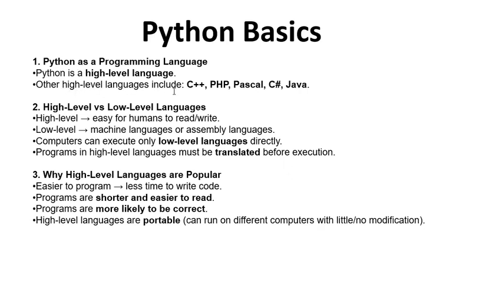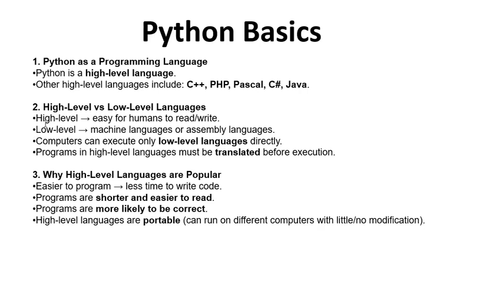Other high level languages include C++, PHP, Pascal, C# and Java. These are also high level languages like Python. Let us understand high level versus low level languages. Here high level means, as I have told you, easy for humans to read or write the program. The syntax of that program is very clear and easy to understand.